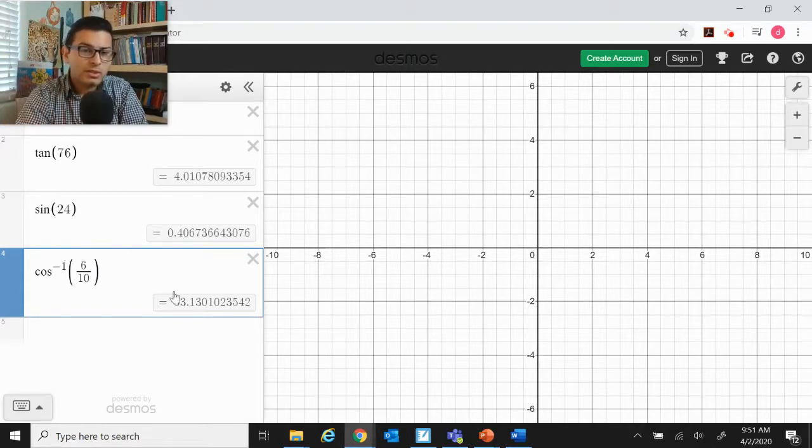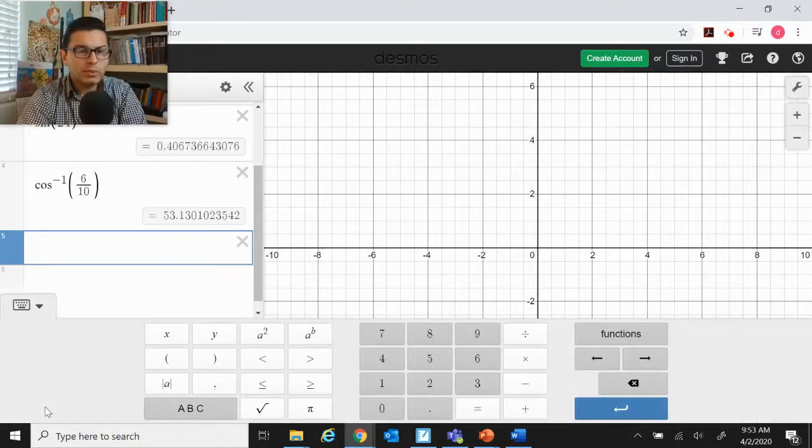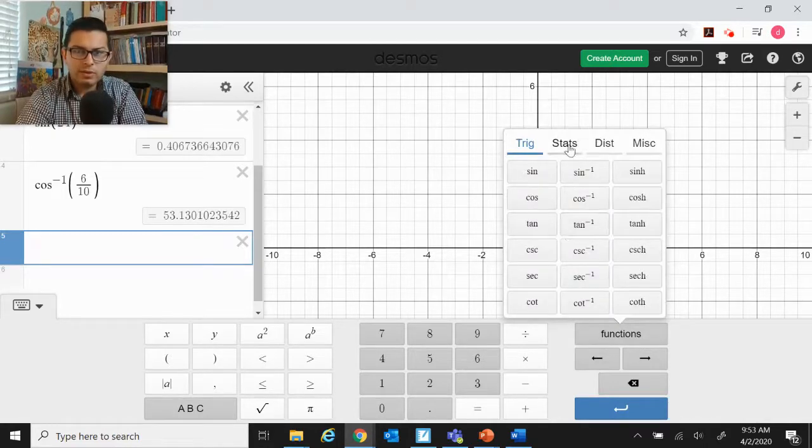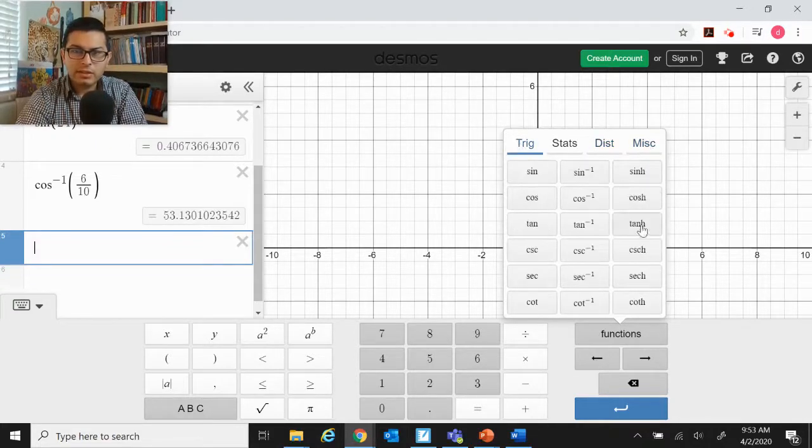So our missing angle is going to be 53.13 degrees. Another way that you can actually type this in is that if you click on one of these boxes and pull up the keyboard that's provided by Desmos, at the far right, you'll see something that says functions. Now, here with functions, you have trig, statistics, and miscellaneous. Now, in trig, you'll see all of the functions right over here.